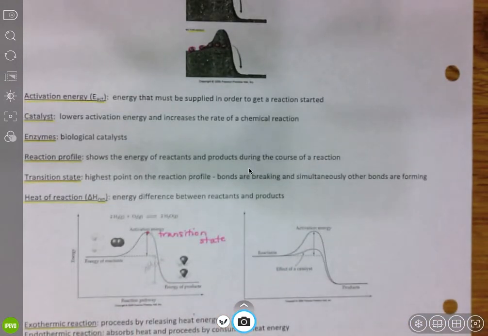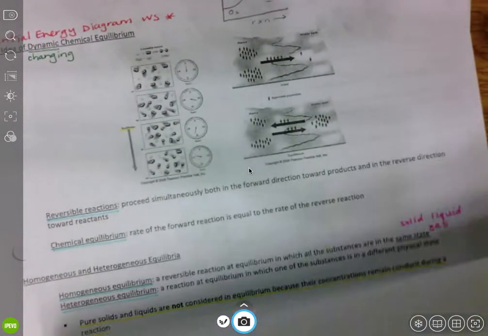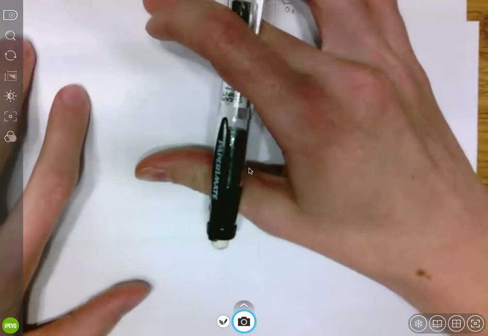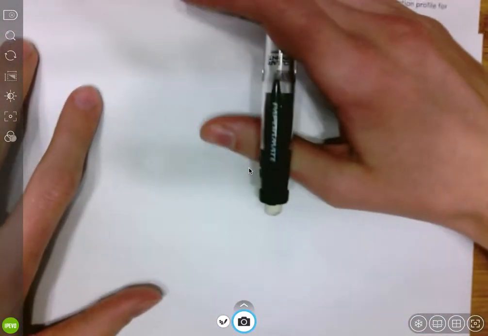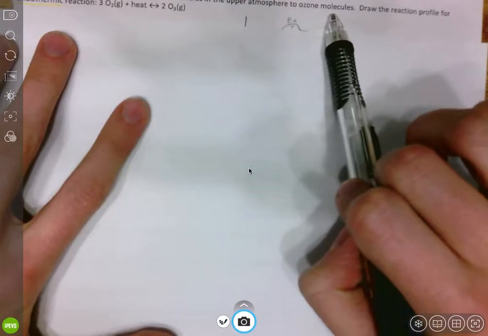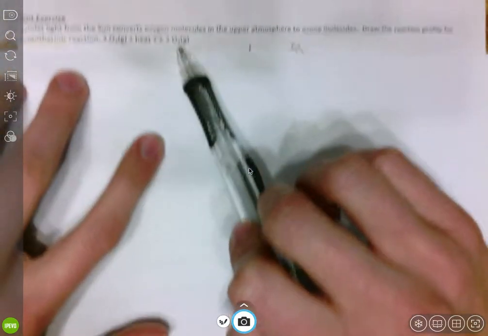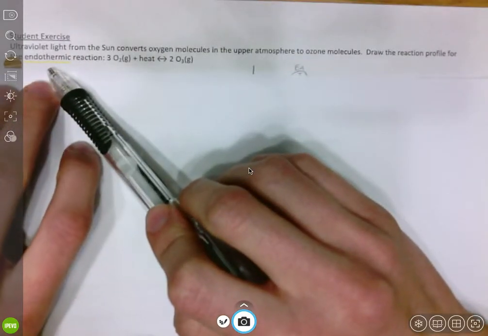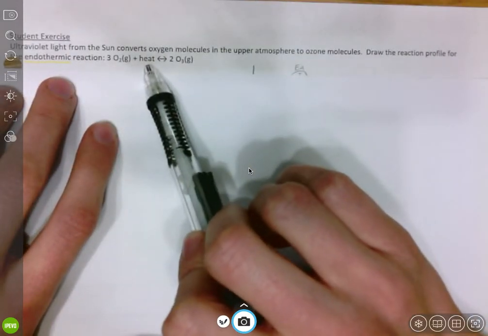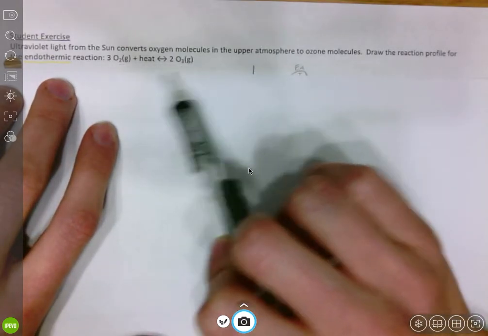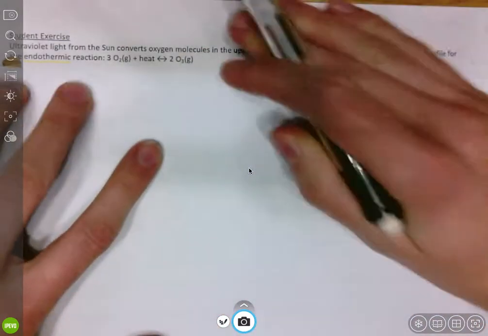So let's look at the student exercise. Ultraviolet light from the sun converts oxygen molecules in the upper atmosphere to ozone molecules. Ozone is O3. Draw the reaction profile for the endothermic reaction. We are putting in heat energy in order to convert oxygen to ozone.